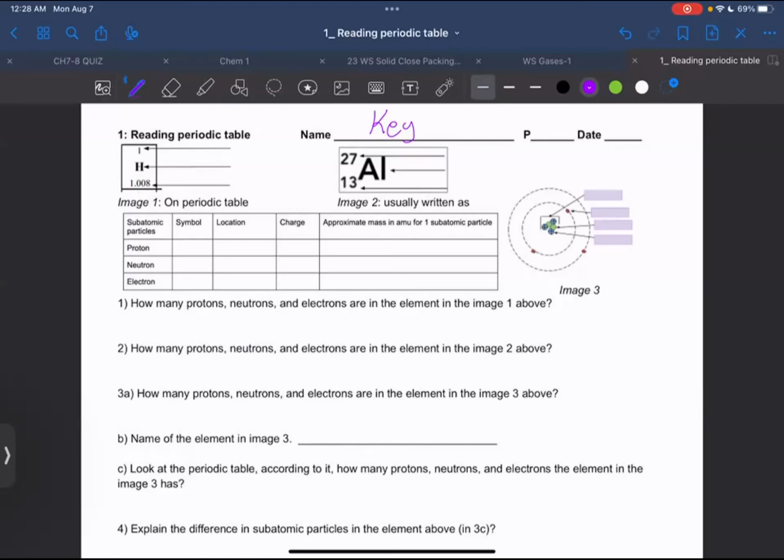Let's go ahead and get started. So first, we're gonna identify image 1 and image 2. This is what you see on a periodic table. The top number is the atomic number, which is also the number of protons. The smaller number is the atomic number.